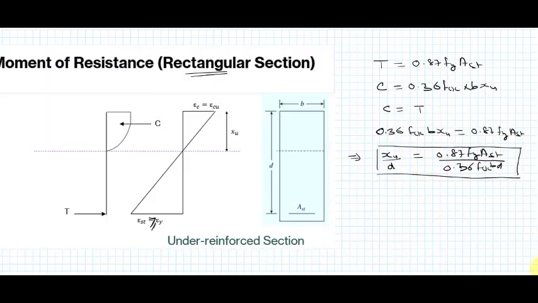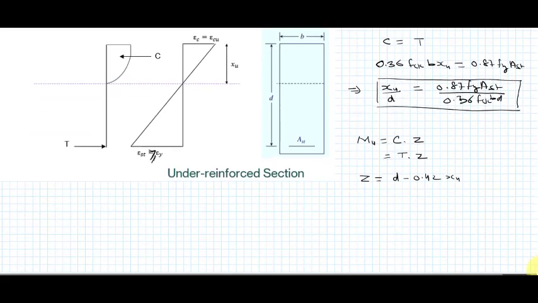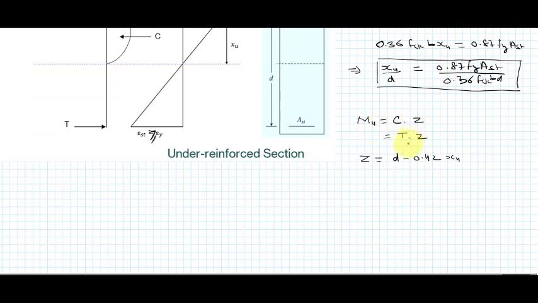Now moment of resistance, MU. Either I can use C into lever arm or T into lever arm: compressive force into lever arm, or tension force into lever arm. The compressive force we are getting from concrete, and the tension force we are getting from steel. Now the lever arm you can compute as we had done earlier. Z will be how much? D minus 0.42 XU.